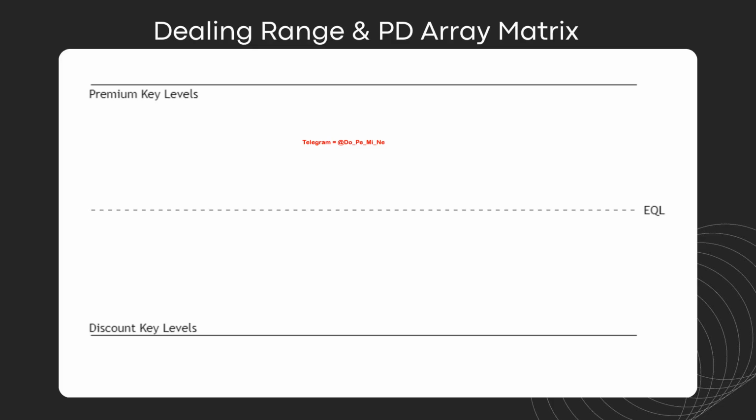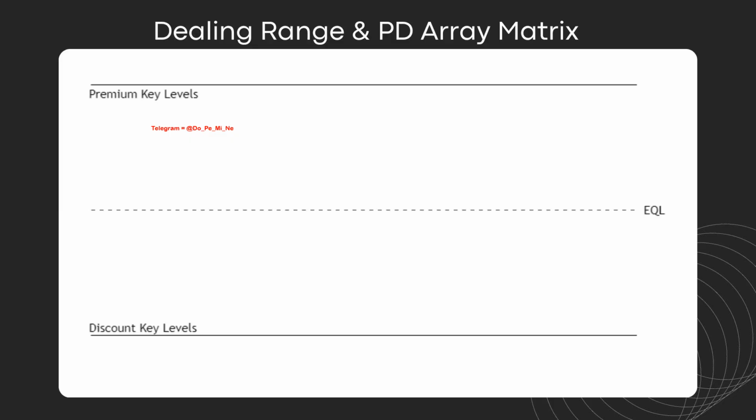Now this dealing range or PDRA matrix will be used to filter out key levels, right? And will be used to choose or select the correct key level based on the market condition that we are in. For example, if we are in a bullish market, then our main priority or concern will be the key levels inside the discount region or near the equilibrium, rather than the key levels inside the whole range or inside the premium.